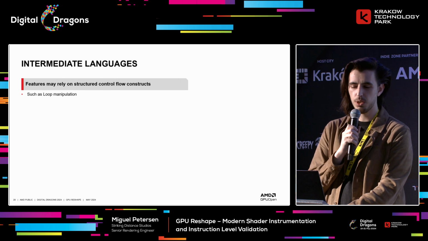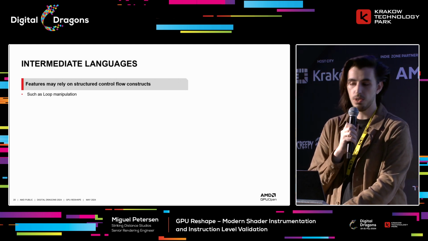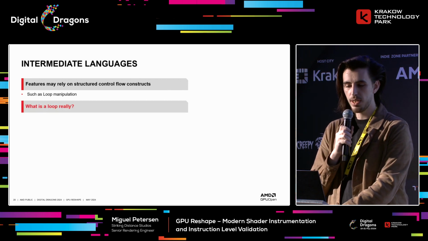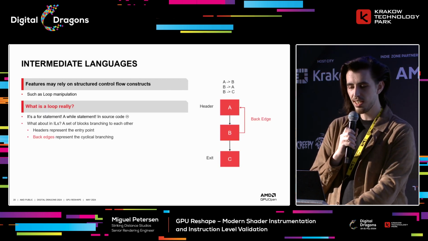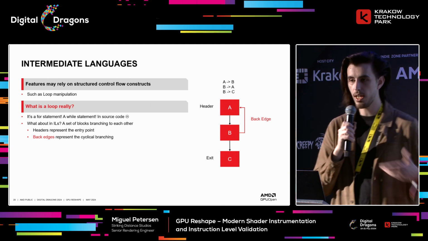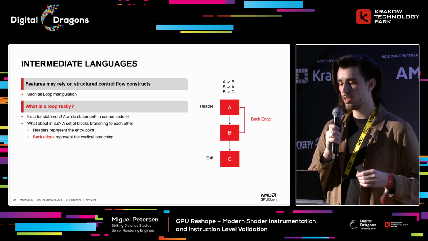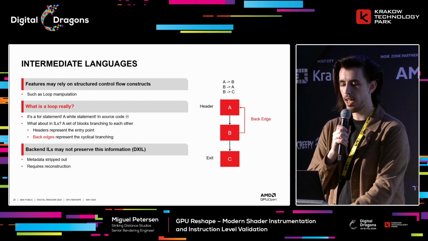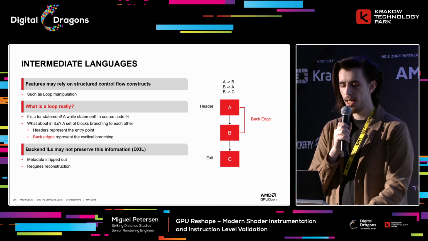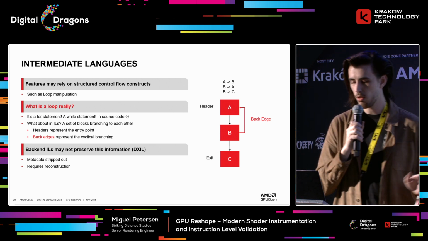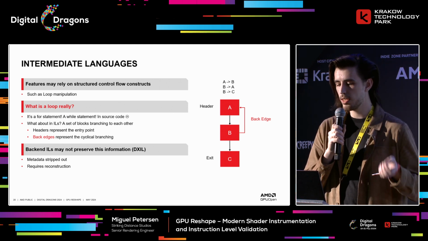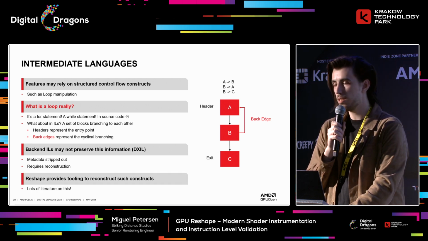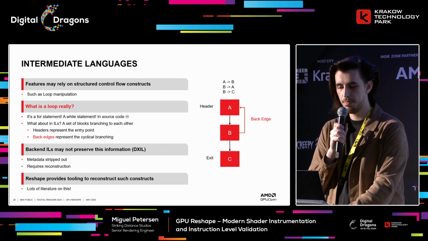But control flow is a bit of a funny creature, right? What if the feature needs structured information? Like in typical HLSL or GLSL, this could be a for loop or a while loop, but that's just in source code, right? In IL, it's just a bunch of basic blocks branching to each other. We have an entry point to the loop, and then somewhere there's a cyclical branch back that's known as the back edge. The thing is, backend languages may not have this information, so we need to reconstruct it. And while this particular thing isn't very hard to reconstruct at all, the point is that the necessary tooling is provided to reconstruct such constructs, including loop trees. And lucky for me, there is plenty of literature on it, right? It's a solved problem, just have to implement it.